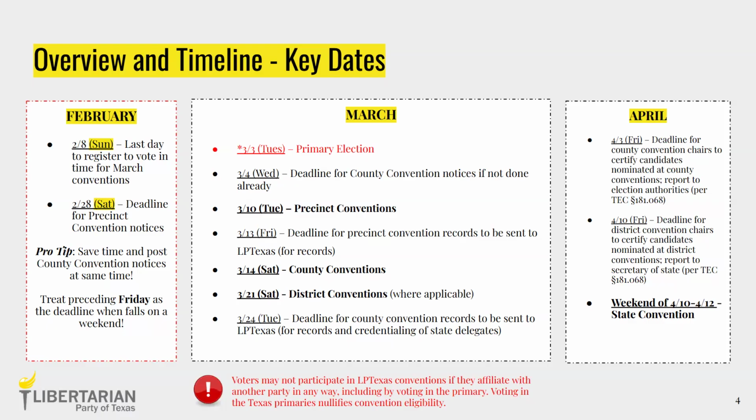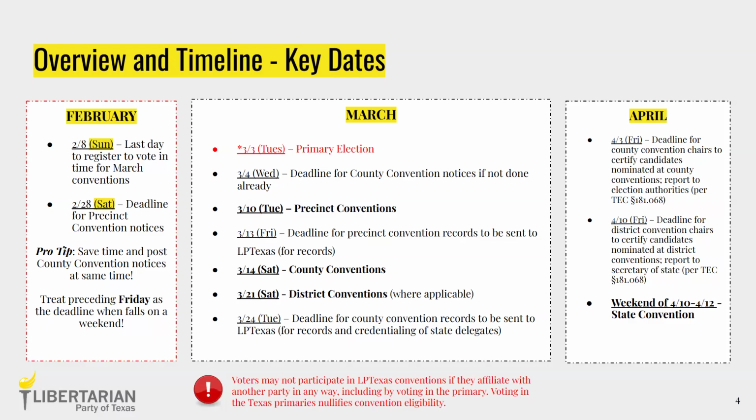And then the first big deadline coming up is at the end of this month. Again, that's according to the Texas Election Code. The deadline is technically Saturday, the 28th. Again, county offices aren't open, but that deadline should be treated as Friday, February 27th, as the deadline to submit your precinct convention notices.